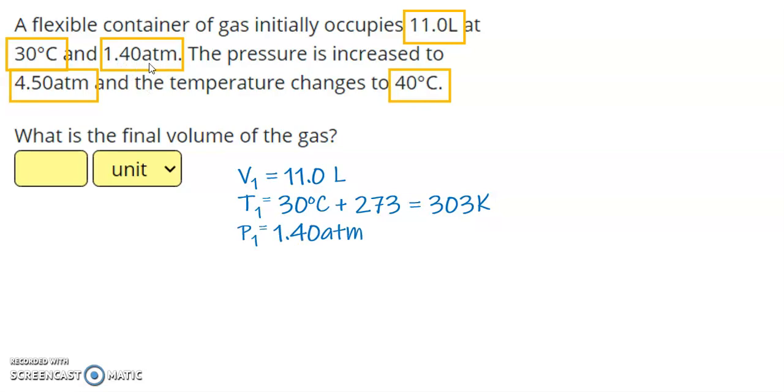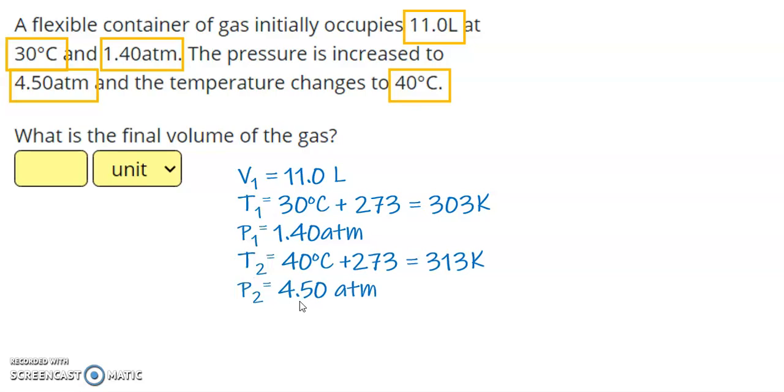Pressure 1 is 1.4 atmosphere. ATM tells you that's a pressure unit. We see another pressure measurement here. This is after the change, so that's P2, which is right there. P2 is 4.5 ATM. And we have a new temperature, 40 degrees Celsius. When you see degrees Celsius, add 273 to convert to Kelvin.